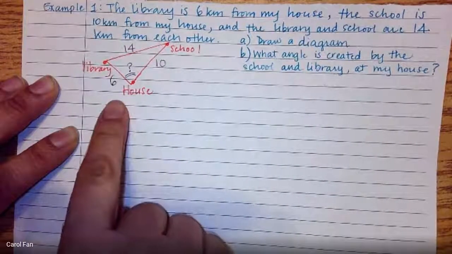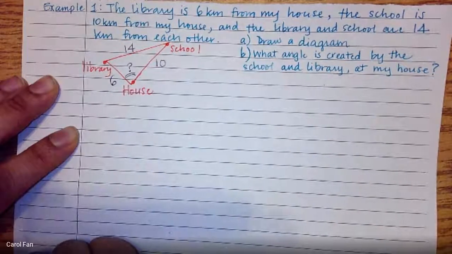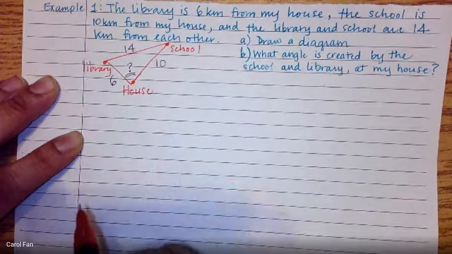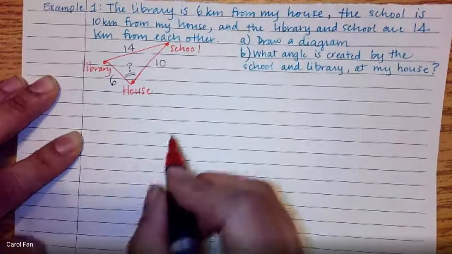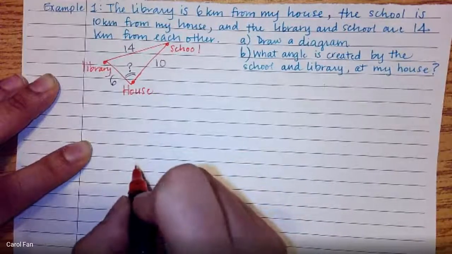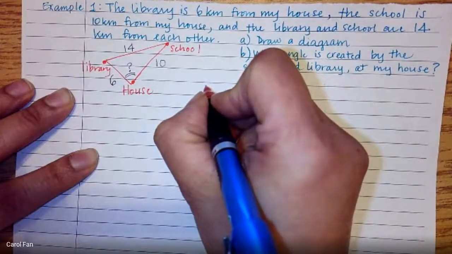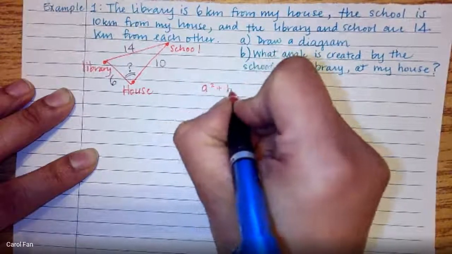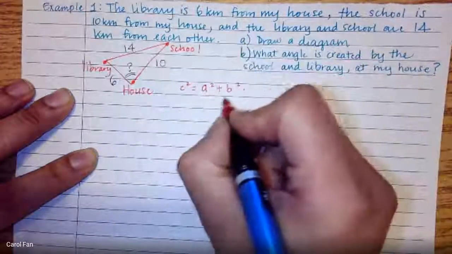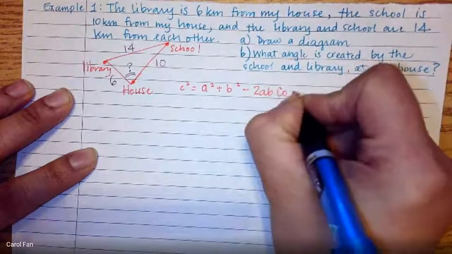So looking at this, I have got 3 sides and I've got one angle involved, and it's the angle that I'm looking for. So I go through my trains of thought to see which equation I should use, and I realize that this has to be a cosine law question. Cosine law: c squared is equal to a squared plus b squared minus 2ab cosine C.